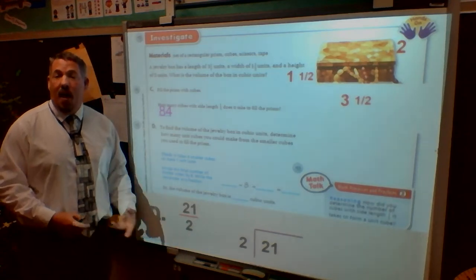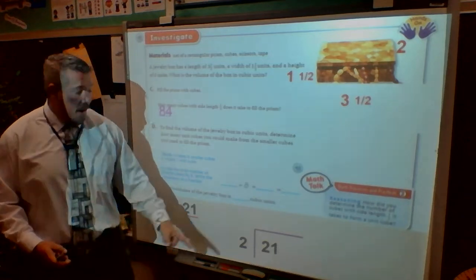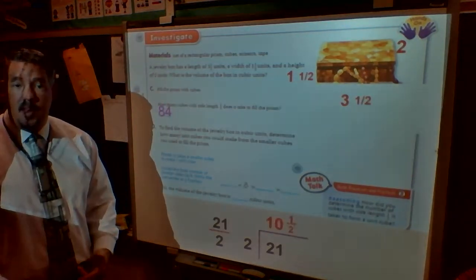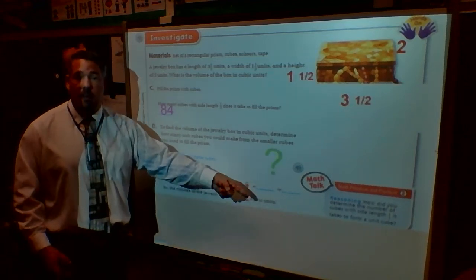I take my 21 halves and it's division, so I'm going to divide my numerator by my denominator, and 21 divided by 2 gives me 10 and a half. So I know my volume is simply 10 and a half cubic units.